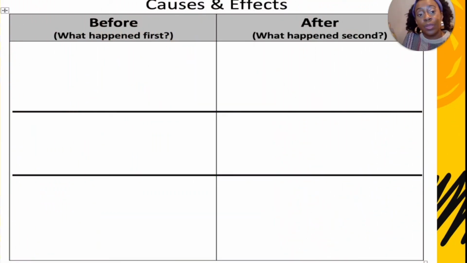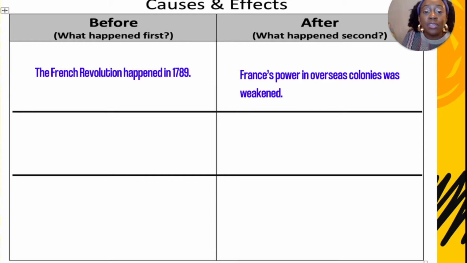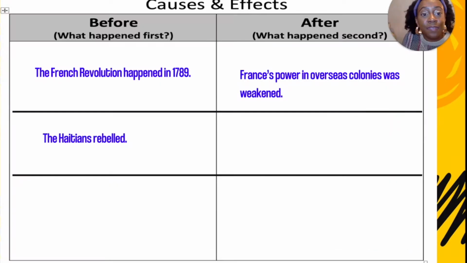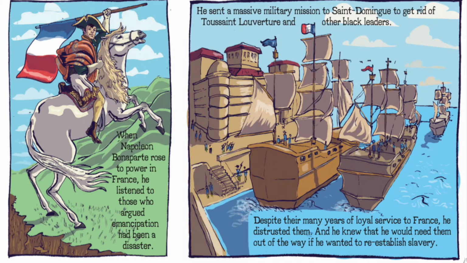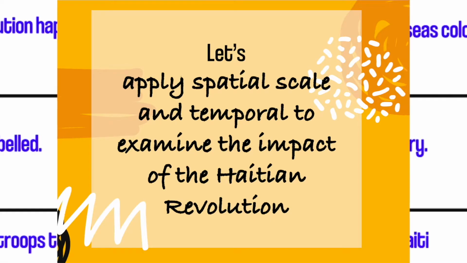Okay? So let's practice. The French Revolution happened in 1789. So what was an effect of that? Okay, France's power in overseas colonies was weakened. We have another event. The Haitians rebelled. What was an effect after that? France abolished slavery. Now we have another cause. Napoleon sent troops to Haiti to reinstate slavery. Dessalines declared Haiti independent. Okay.